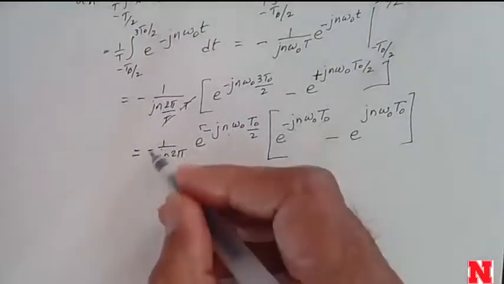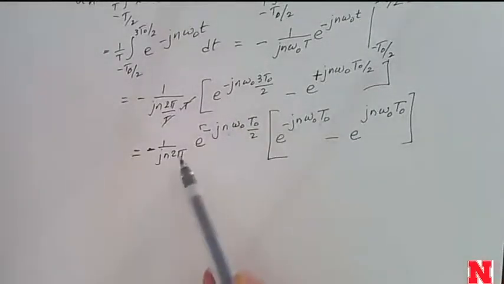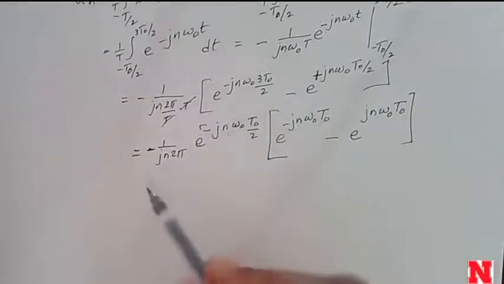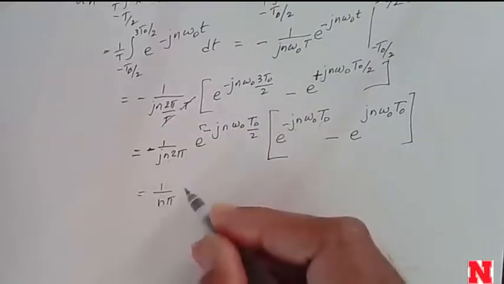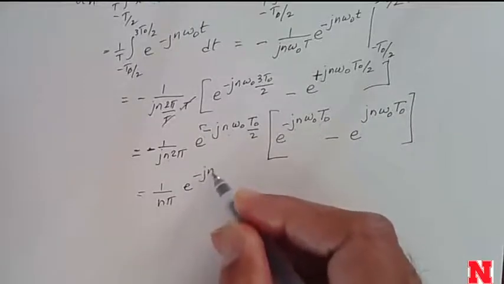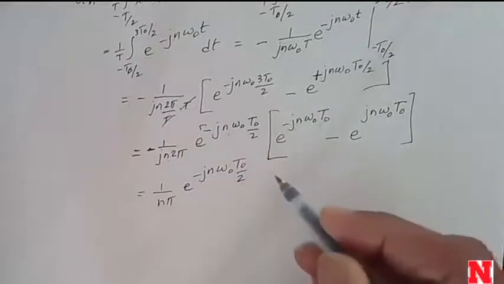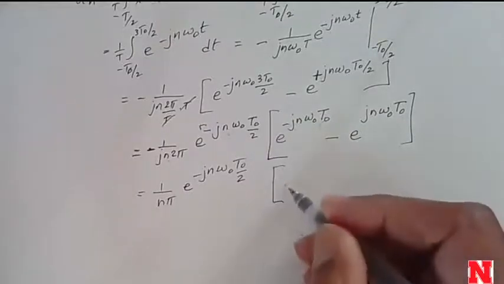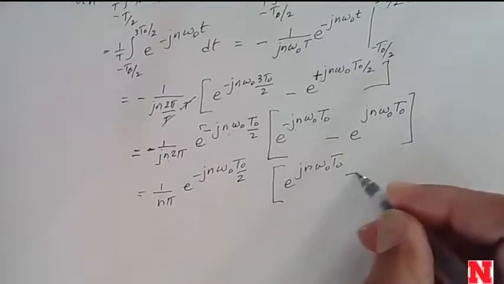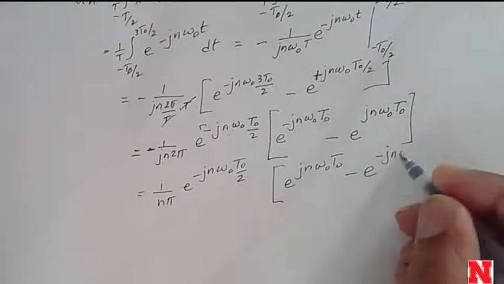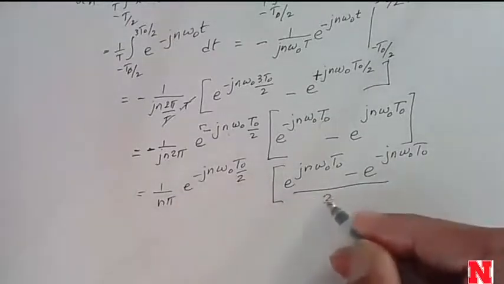Okay, so now I'm going to take this minus inside, so that'll flip these two around, and I'm going to take that 2j inside as well. So now this is 1 over n pi e to the minus jn omega naught t naught over 2, and then inside I get e to the jn omega naught t naught minus e to the minus jn omega naught t naught over, and I took that 2j inside, 2j.